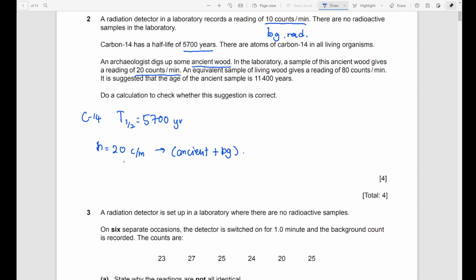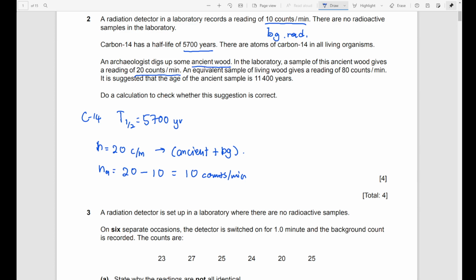So how to get the actual reading produced by the ancient wood? The n of the ancient wood equals 20 counts per minute minus 10 counts per minute. So we will get 10 counts per minute. This is the actual reading coming from the ancient wood. So it gives 10 counts per minute of carbon 14.